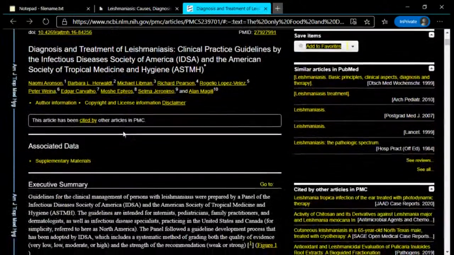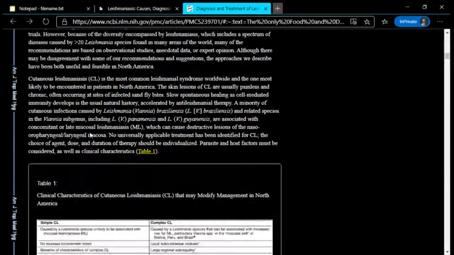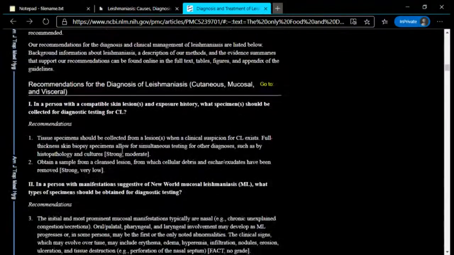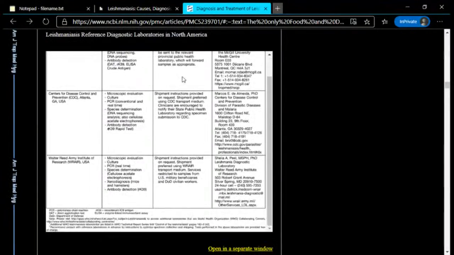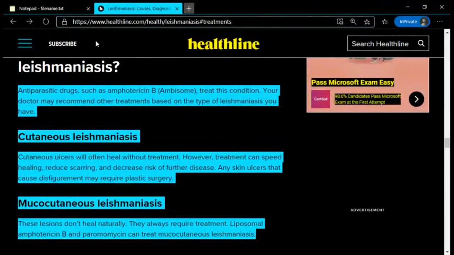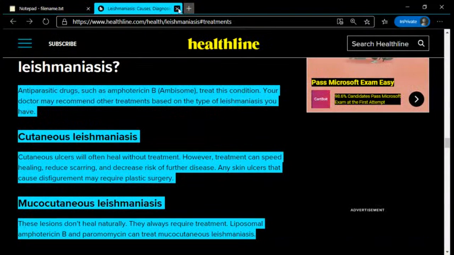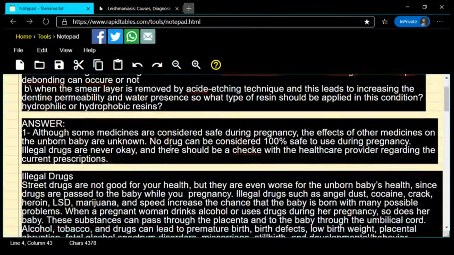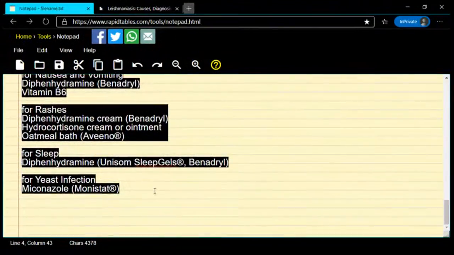And there's also research associated with the disease, but it goes so much in depth to treat these leishmania parasites. We already have our research continued, so we'll add it to the notepad.